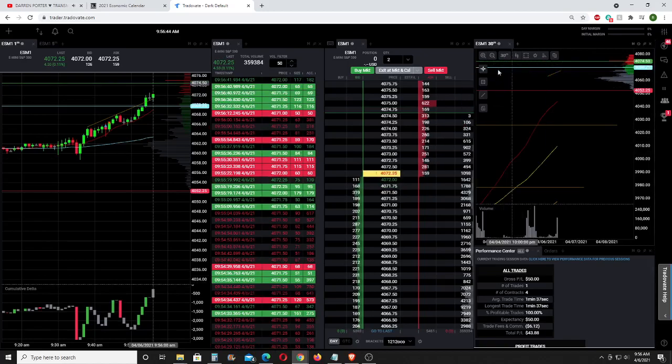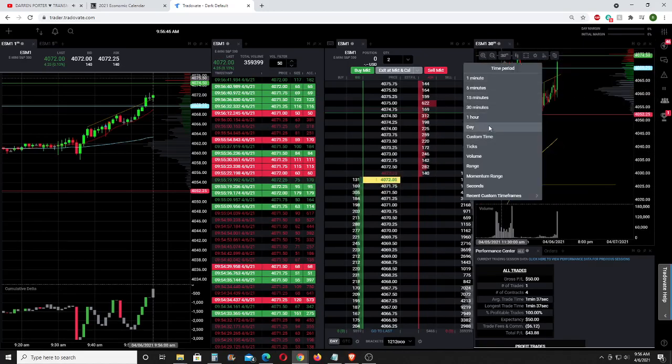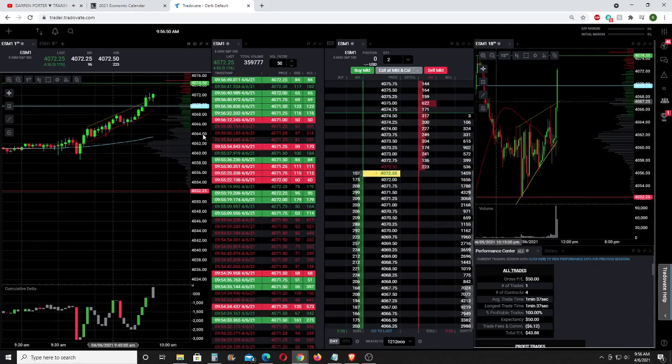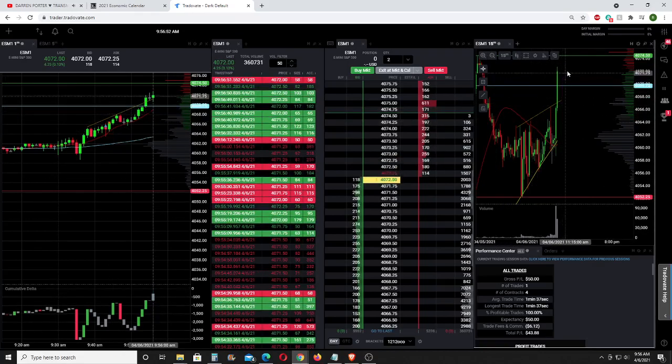No reason to be short in a market like this. Oh, look at that. Look at that move. Absolutely bonkers.